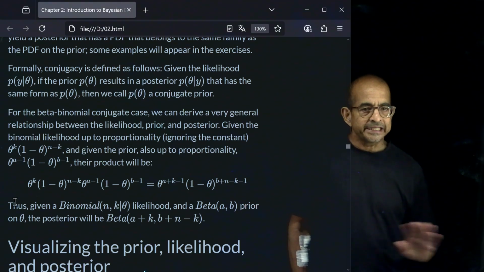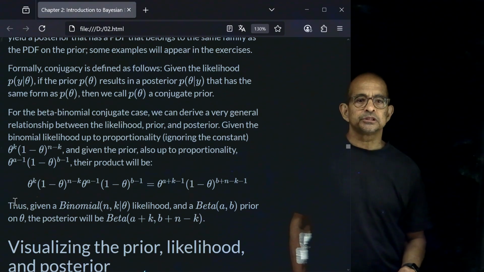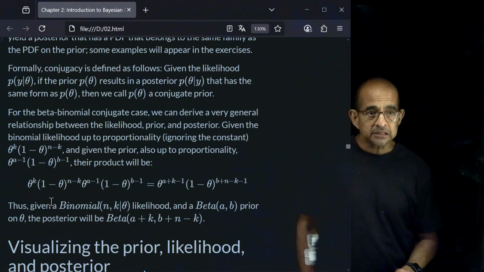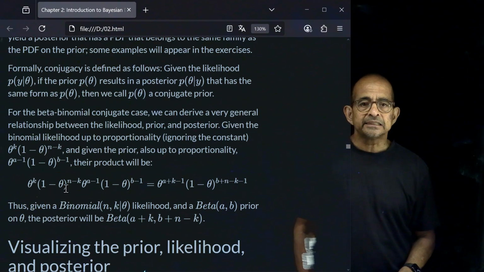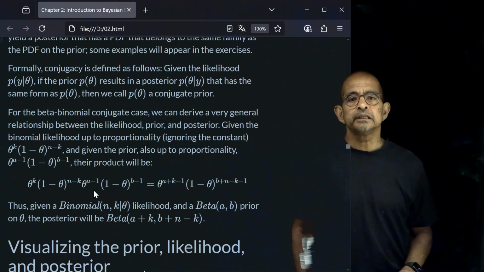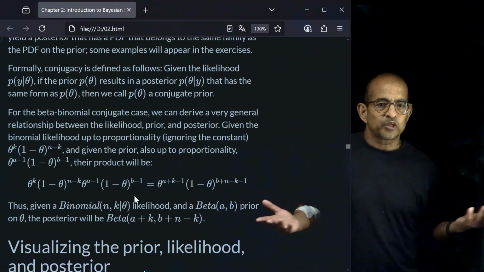No matter what n and k are, and no matter what a and b are in your prior distribution, where a and b are the parameters that you define in the prior distribution for theta, you can write the product of the kernel of the likelihood and the kernel of the prior in abstract form using the variables n and k and a and b. So that's what I've done here. This is the kernel of the likelihood, and this is the kernel of the prior, regardless of what a and b are and what n and k are.